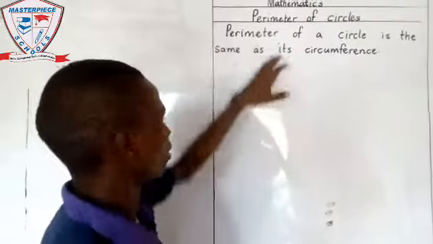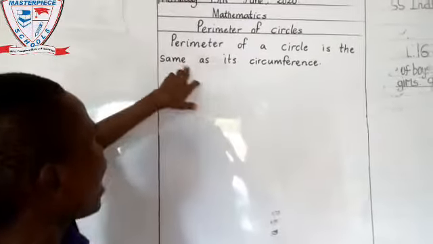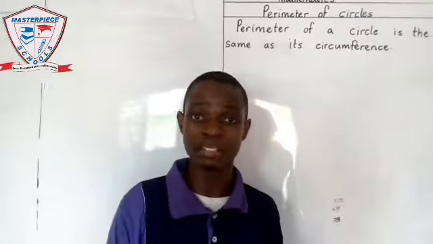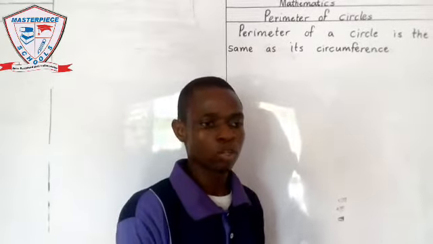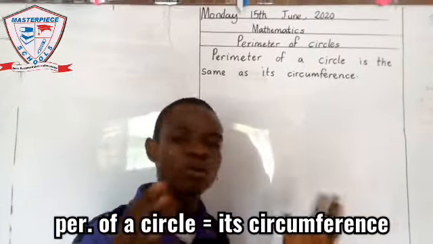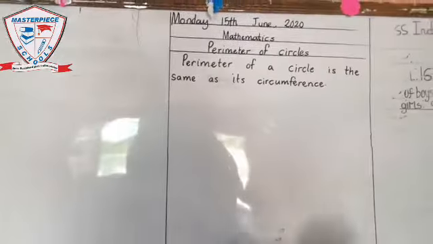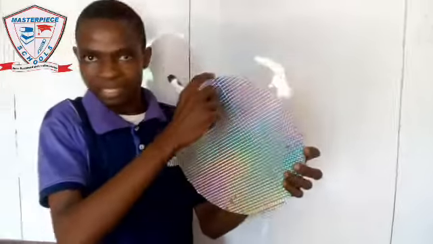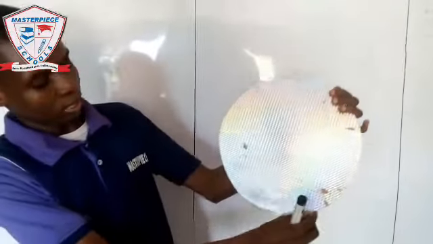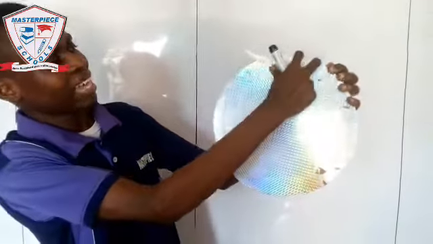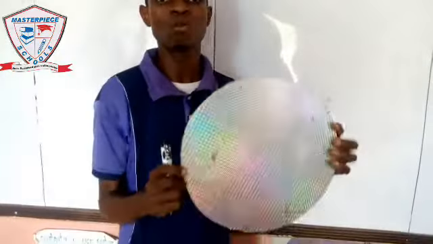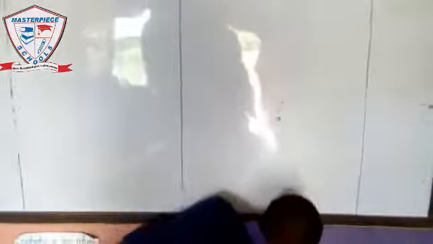Now, let me show you something. Perimeter of a circle is the same as its circumference. You remember last week we discussed circumference alongside area of circles. So circumference is also the same thing as perimeter. When we say perimeter or circumference, it is the length of an object, how long the object is. Like this circle, the length of this circle from this side to the other side, you can quickly measure that with your rope, such as this.